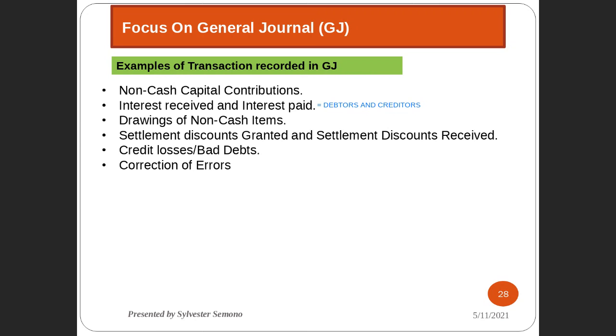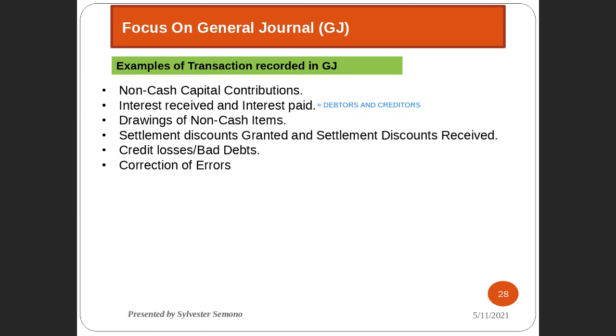Now, let's talk about drawings. Again, drawings can come in 2 ways. The owner can either take cash from the business, and sometimes the owner doesn't take cash. The owner can take a vehicle that belongs to the business and make it his own. You need to be careful. If the owner took cash for own use, you need to make sure that you go and record under CBP, because that is an outflow of cash.